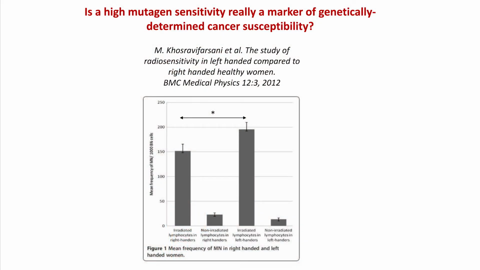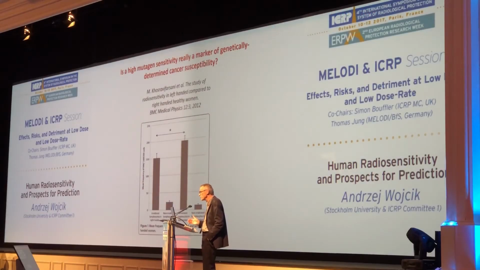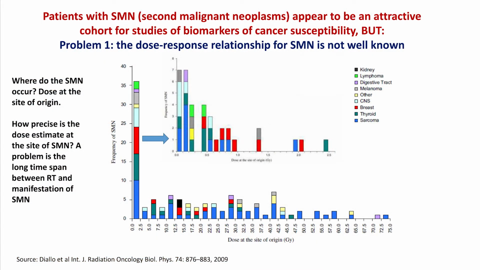Then you have studies like this one, where people find that women that are left-handed have a higher aberration score in their lymphocytes. They're more radiosensitive. What do you do with an outcome like this? Would you say, sorry, lady, you're left-handed, I am not allowed to employ you in a radiation protection area because you obviously have a higher risk of developing cancer? Would you do this? I doubt it. Okay, I will skip this.